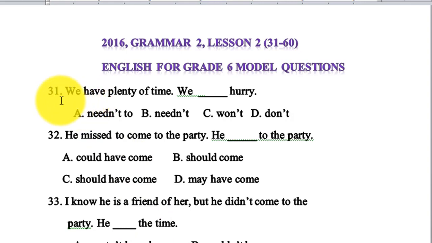Question 31. We have plenty of time, we blank query. Needn't to, needn't, will not, and don't. The question focused on modal verbs. When you talk about modal verbs, which are kinds of verbs which are important to make modus indicatives, expectations, possibilities, permission, and probabilities.